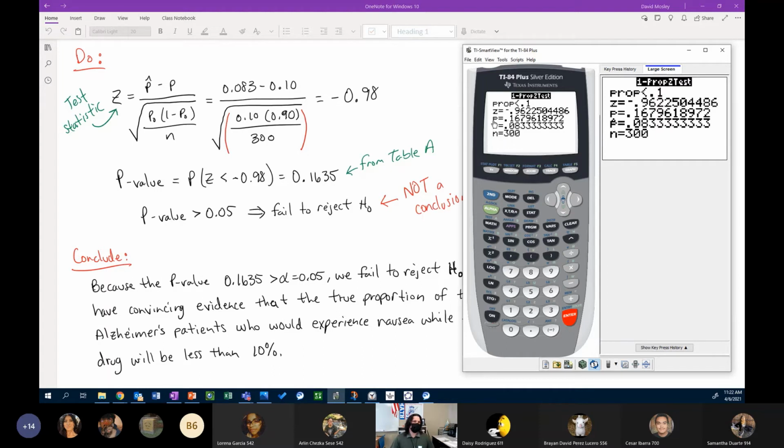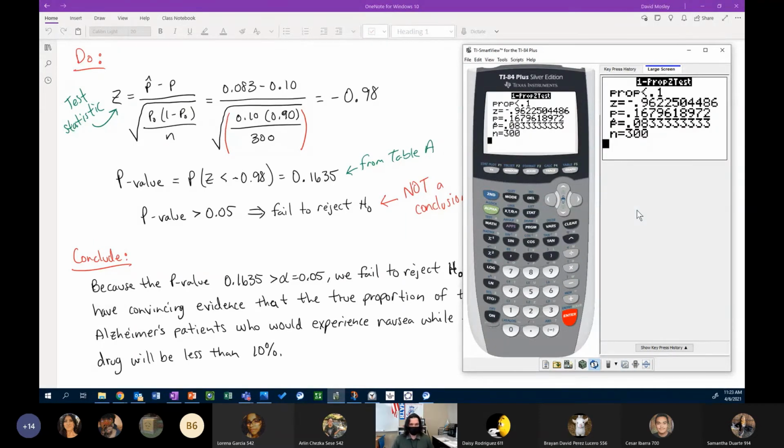Our p-value is 0.16796. Notice that this p-value is slightly different than the one that I got. However, they're close enough. They're relatively close, and they both give us the same conclusion. p hat is 0.083333. That's the same p hat that we got here. And again, it tells us what our sample size was. But the main two things we're really curious about, the z statistic and the p-value, are provided here.